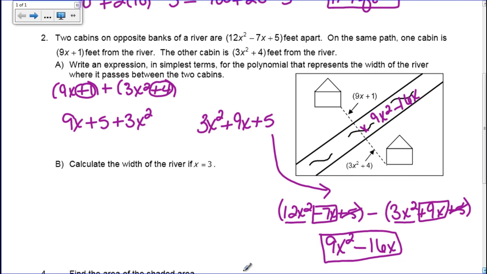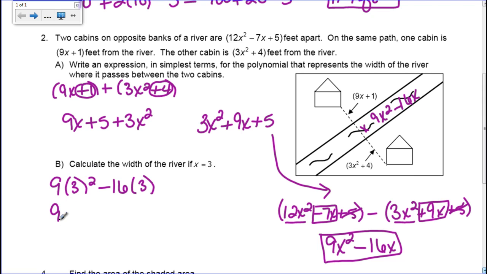Now part B wants the width of the river if x equals 3. So I just got to plug in x equals 3. So I have 9 times 3 squared minus 16 times 3. Order of operations says you have to do the exponents first. Don't you dare do 9 times 3 and then square it. That does not follow the order of operations that you learned back in 6th grade. So follow your order of operations.